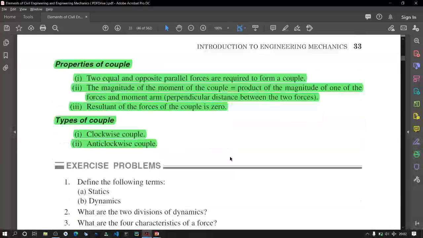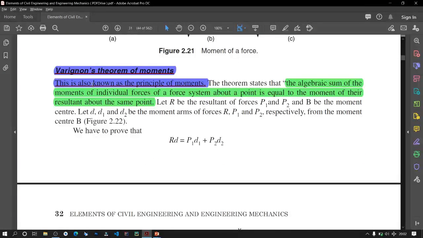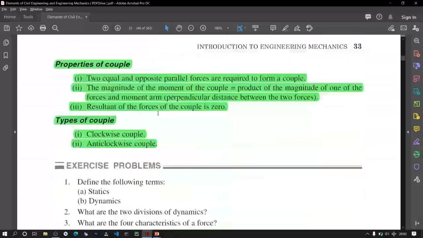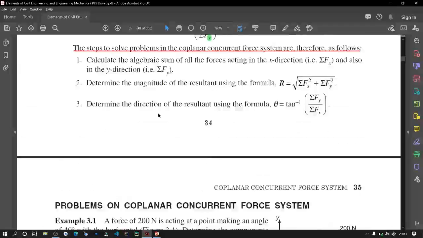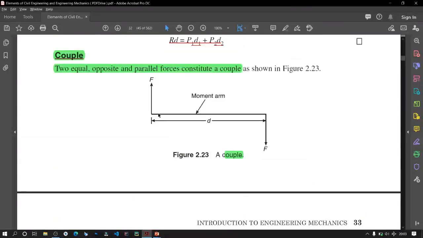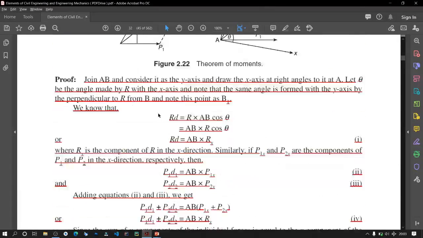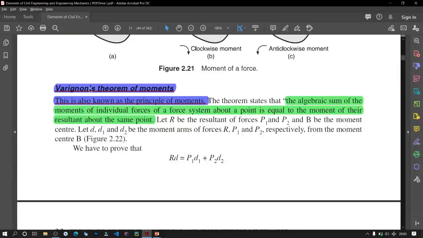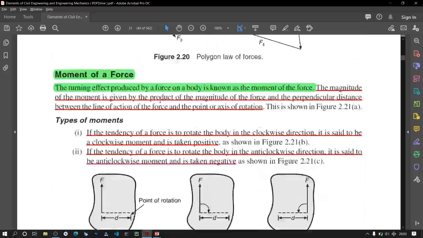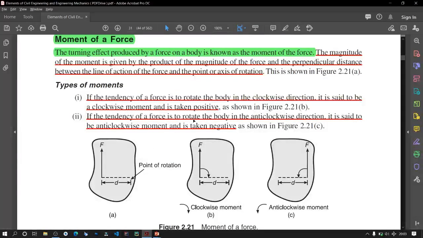That's the same. So I am going to upload another video of this Varignon's theorem, and after that on Tuesday we will start the numericals. Till now, this mechanics part is important, so go through it once in the book also. Couple you have to write, and I will send the Varignon's theorem of moments. Moment of force you can write and draw this diagram, and you can also write clockwise moment and anti-clockwise moment if you want.